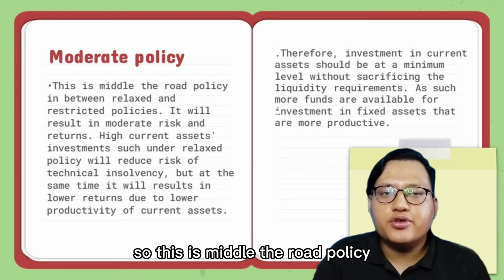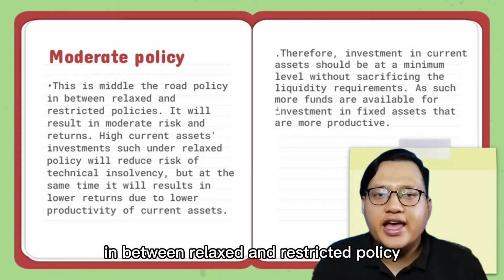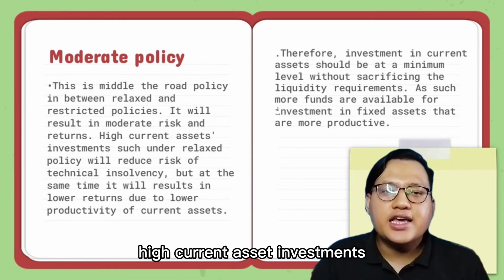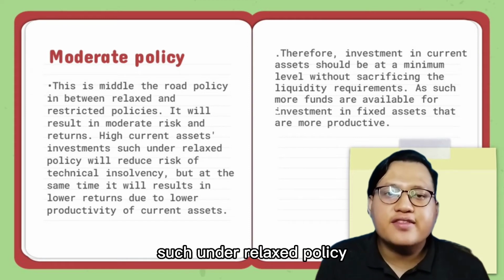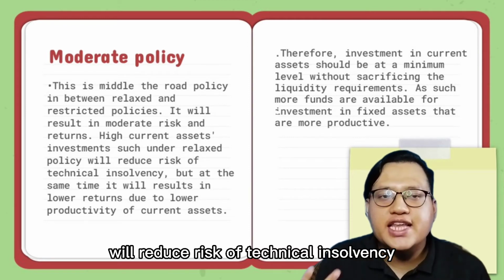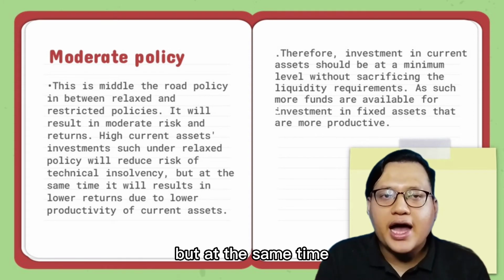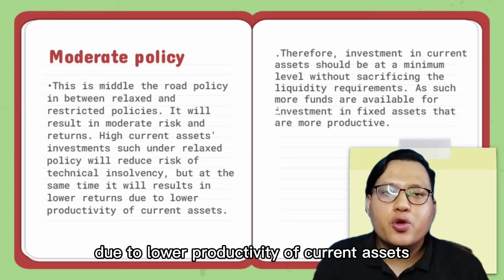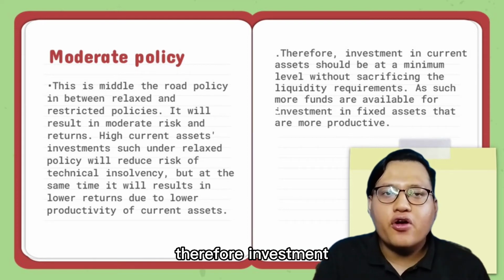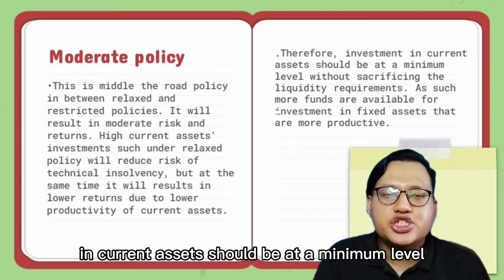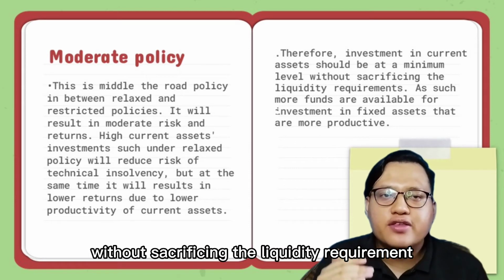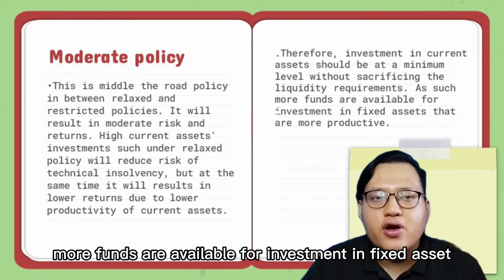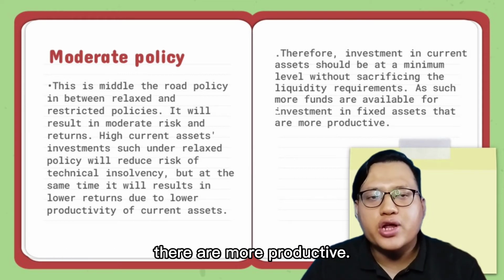This is a middle of the road policy in between relaxed and restricted policy. It will result in moderate risk and returns. High current asset investment such as under relaxed policy will reduce the risk of technical insolvency, but at the same time it will result in lower returns due to lower productivity of current assets. Therefore, investment in current assets should be at a minimum level without sacrificing the liquidity requirement. As such, more funds are available for investment in fixed assets, which has more productivity.